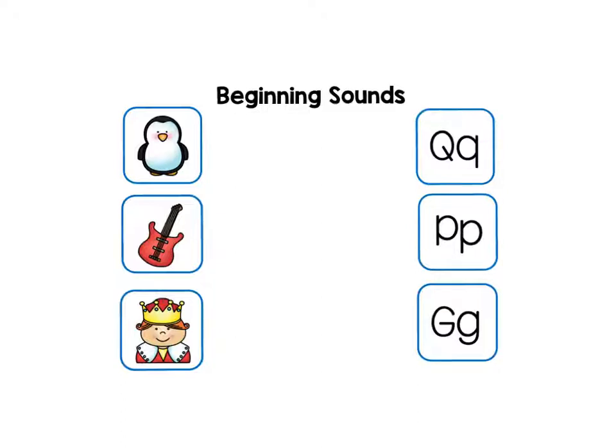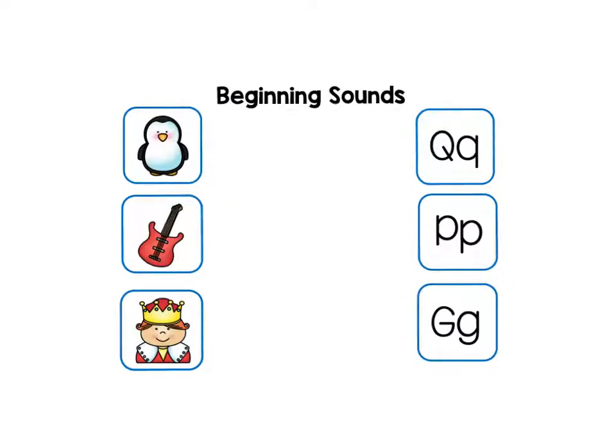So I want you to look at the screen right now, kindergarten. If you can see the pictures, I would like you to take a quick look. The first picture over here on the left-hand side is a picture of a penguin. The one right below that is a picture of a guitar. And then after that, we have a queen. Now I'm going to draw a line from the correct picture to the correct beginning sound letter. First, we're going to start off with penguin. We have the letters Q, P, and G.